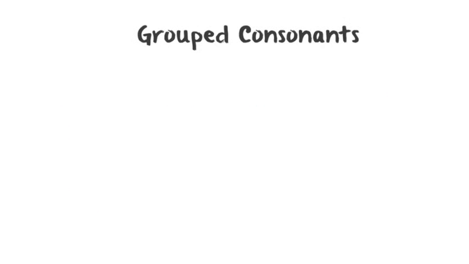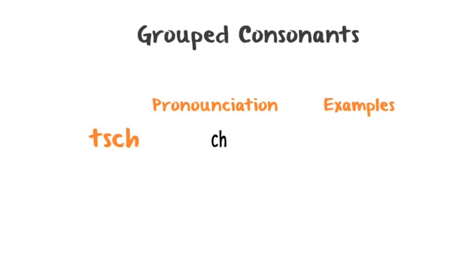The next letter combination is TSCH, which is simply pronounced like a CH in English. Here we have the example of the word Deutsch, which means German, and of the word tschüss, which means bye. Deutsch, tschüss.